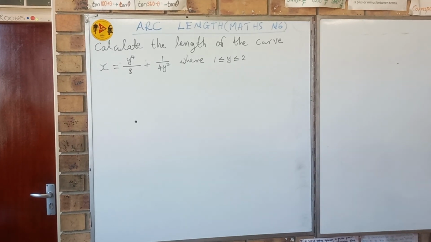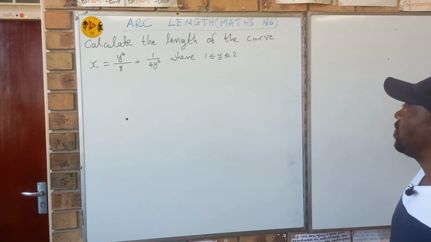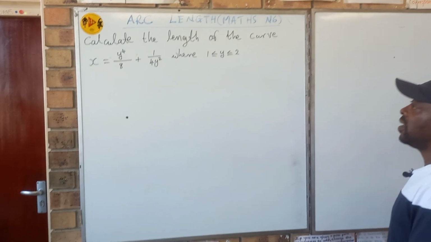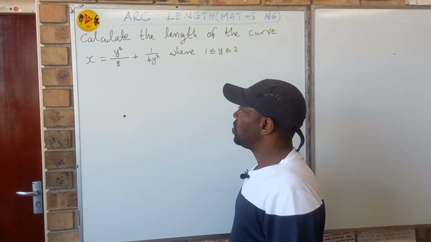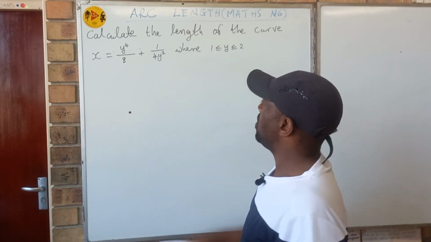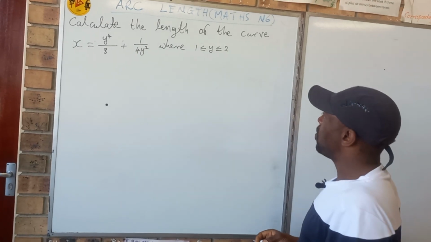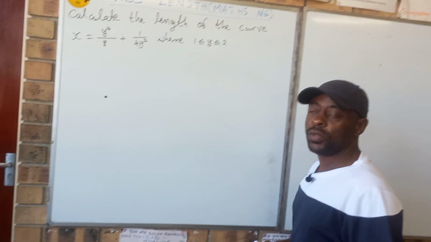Guys, we're looking at another problem on arc length for matrix 6. This one says calculate the length of the curve x equal to y to the power 4 by 8 plus 1 over 4y squared, where 1 is less than or equal to y less than or equal to 2.